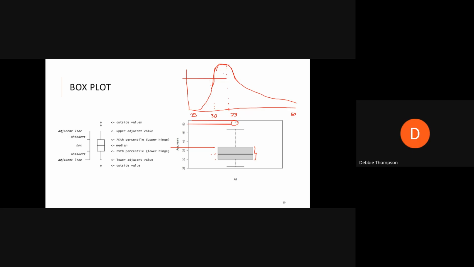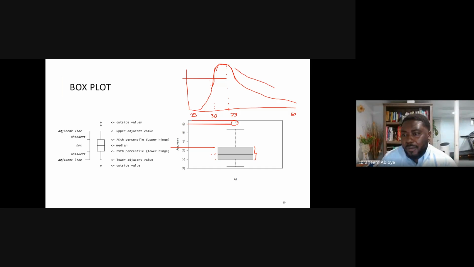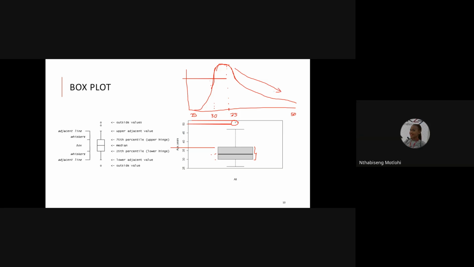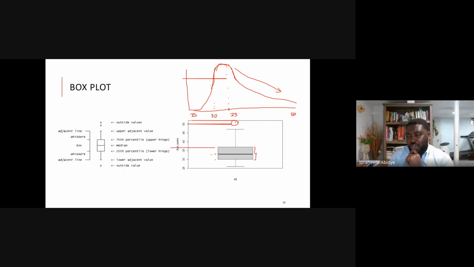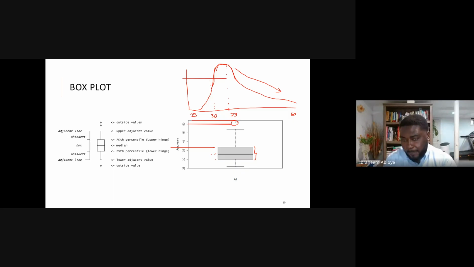Right skewed. Right. This gentler slope, is it on the right or on the left? On the right. Skewed right. Okay. So if the gentler slope is on the right, go ahead.